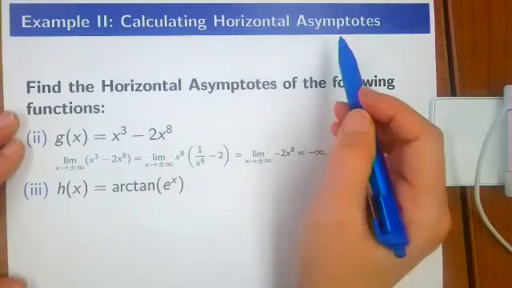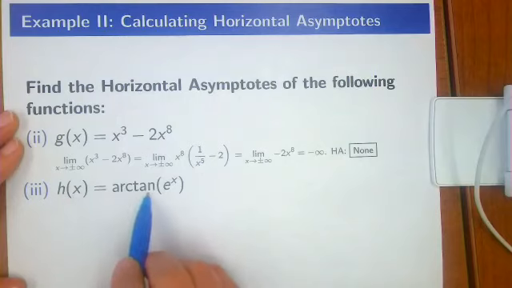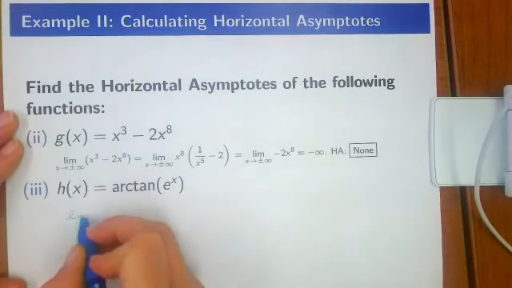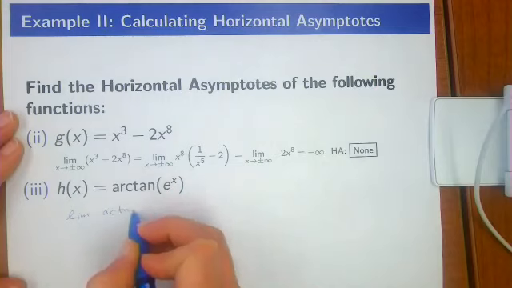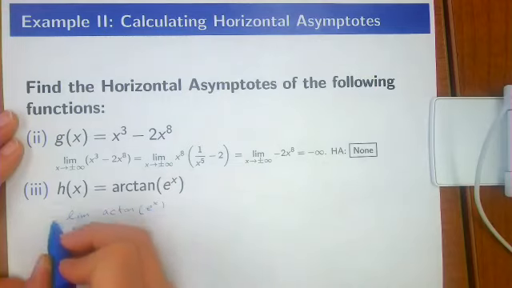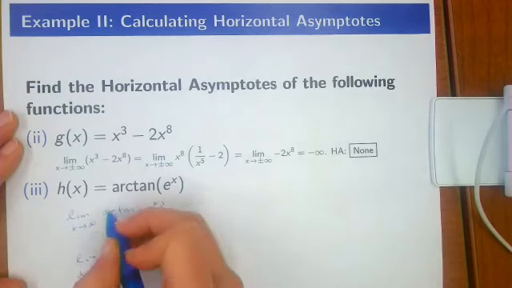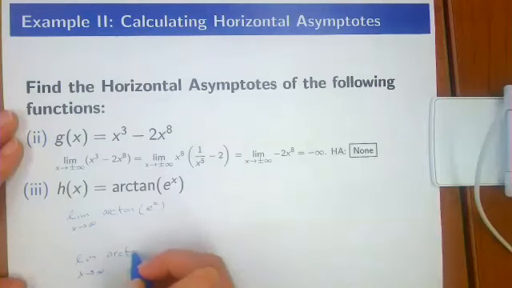Continuing on calculating horizontal asymptotes, this time I want to compute the horizontal asymptote of arctan of e to the power x. So here I know that I'm looking for the limit of arctan of e to the power x as x goes to positive infinity, and the limit of arctan of e to the power x as x goes to negative infinity.